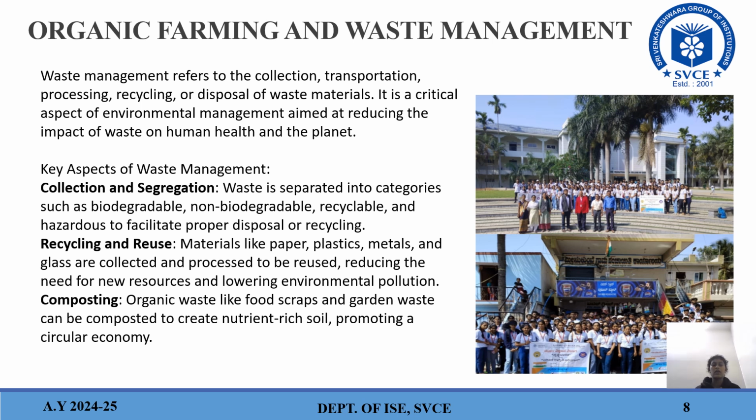Collection and segregation. Waste is separated into categories such as biodegradable, non-biodegradable, recyclable, and hazardous to facilitate proper disposal and recycling. Recycling and reuse. Materials like paper, plastics, metals, and glass are collected and processed to be reused, reducing the need for new resources and lowering environmental pollution. Composting. Organic waste like food scraps and garden waste can be composted to create nutrient-rich soil, promoting a circular economy.